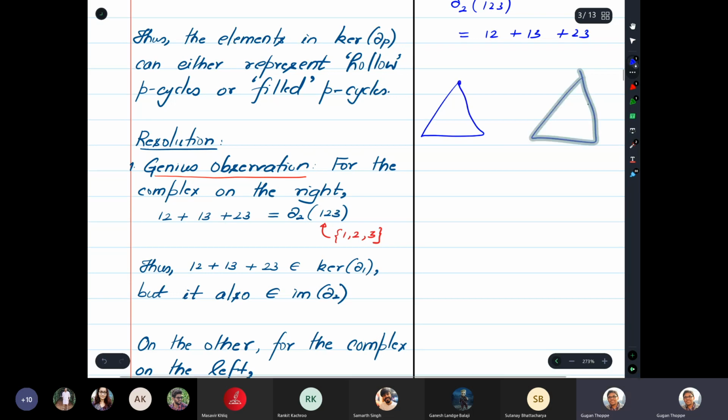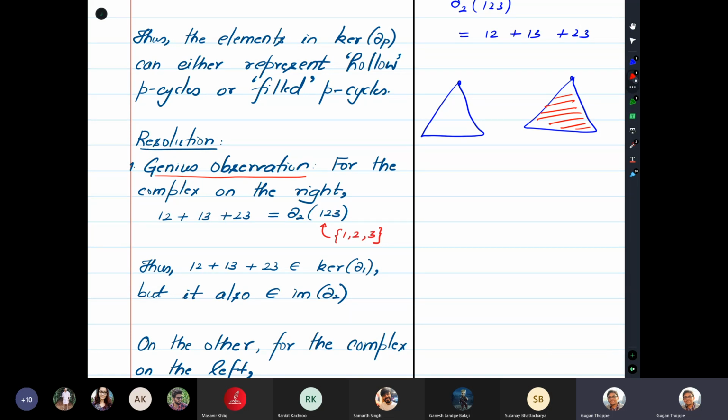Okay, and here I will also draw it properly. So there are 3 vertices and 3 edges, but the difference for the simplicial complex on the right is that we have an additional triangle here, right? So in both cases, as we saw, let's label this. Let's say this is 1 2 3, this is also 1 2 3.